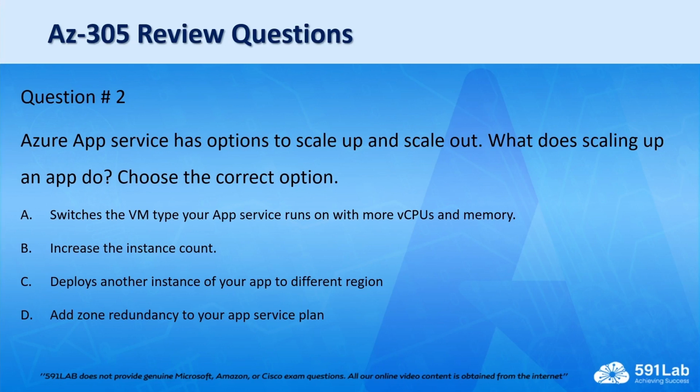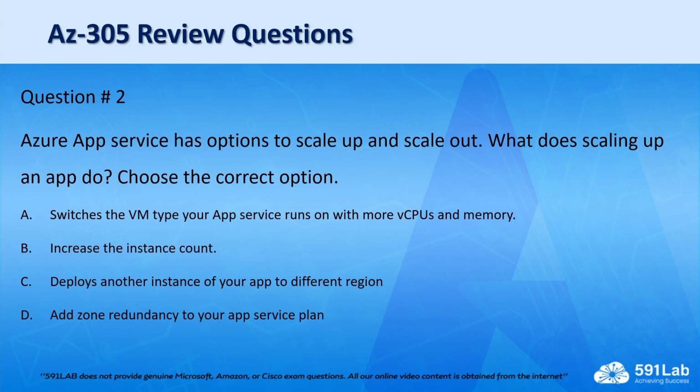Now in this question, it is asking what scaling up an application service does. So we all know scale up is all about adding more compute resources and changing the type of app service plan. However, scale out is an option where we expect Azure to increase the number of instances to load the application. So let's look at the options here.